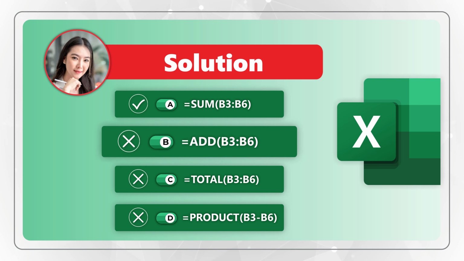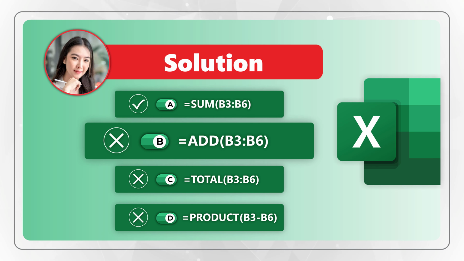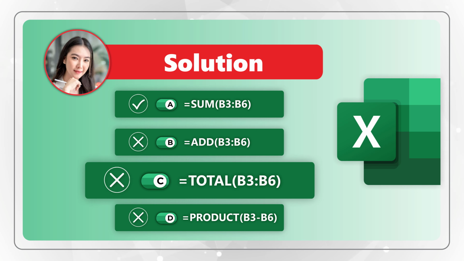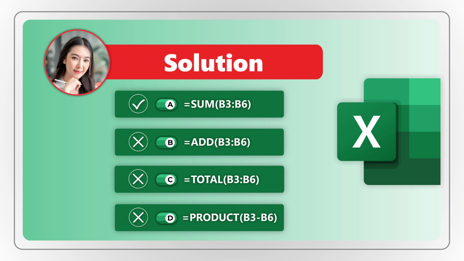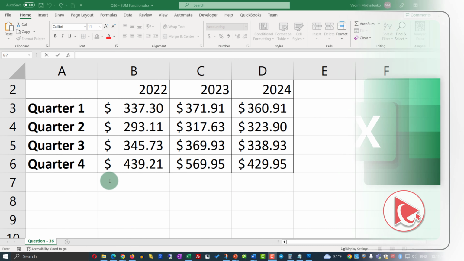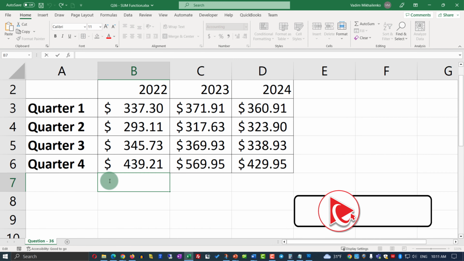Option B, ADD of B3 through B6, is not a valid Excel formula. Option C, TOTAL of B3 through B6, is also not a valid Excel formula. And choice D, PRODUCT of B3 minus B6, will not give you the total sales for 2022. In fact, if you look at choice D, the value supplied is not even a range.